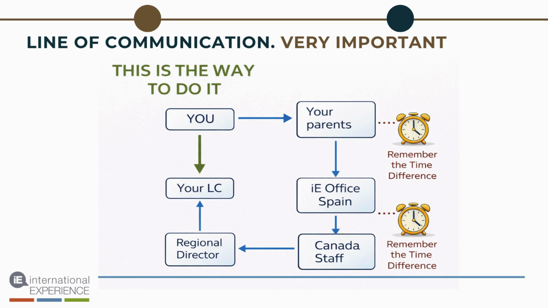Now, the blue arrows show you what's going to happen if you call your parents. Well, think about this. What are your parents going to do if they get a phone call from you saying there's some sort of a problem? Well, needless to say, who are they supposed to talk to? They will call the Spanish office. Then, of course, the Spanish office will call the Canadian staff, and the Canadian staff will talk to the regional director first, who is then handing down the information to your local coordinator again.